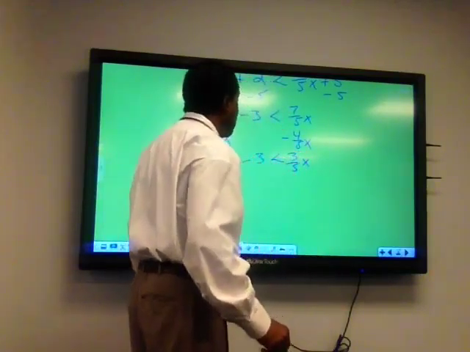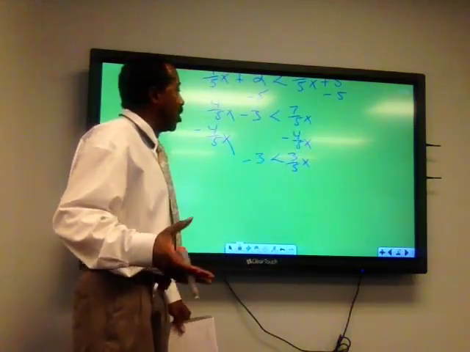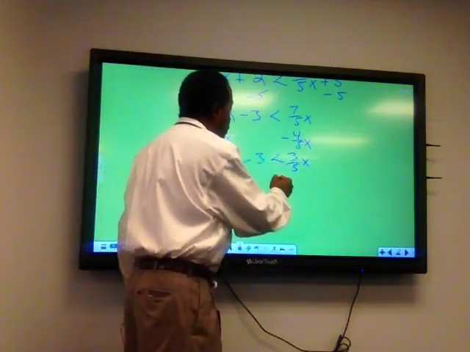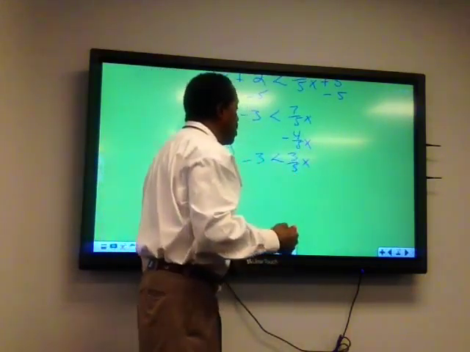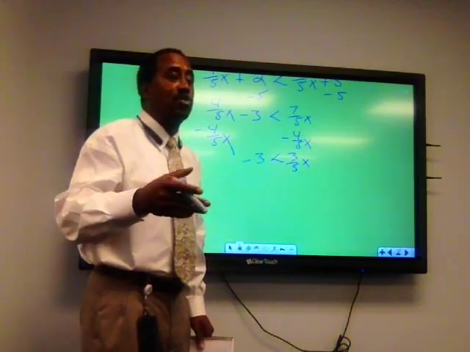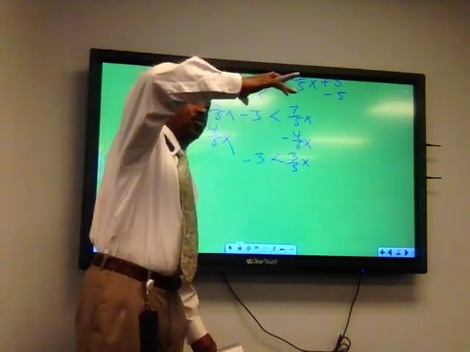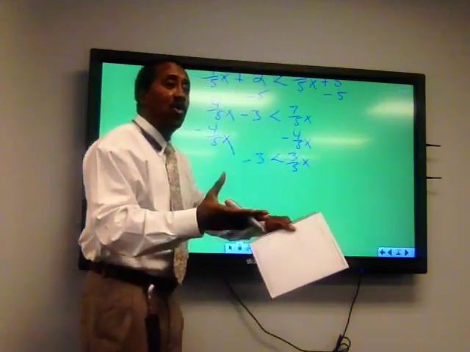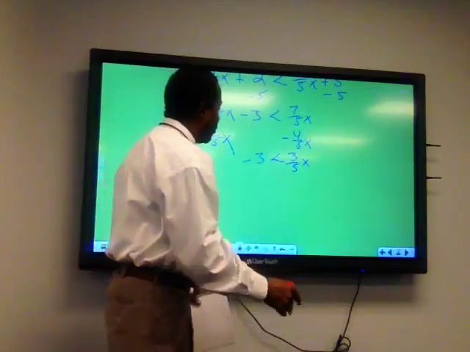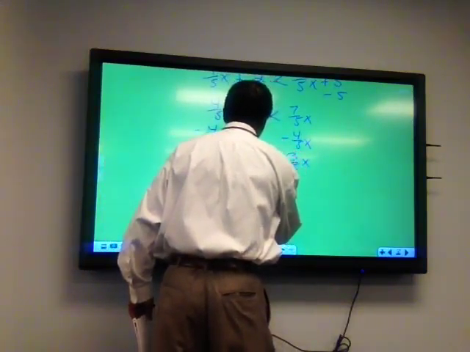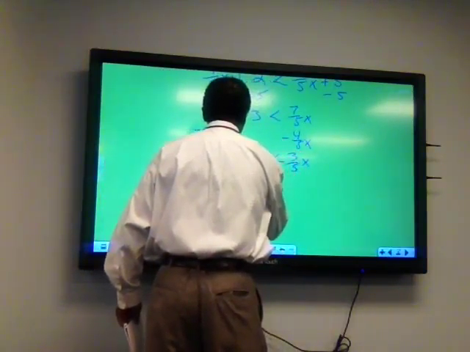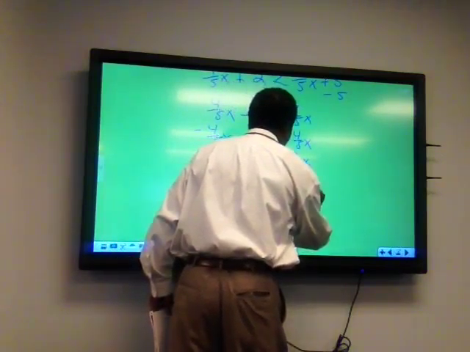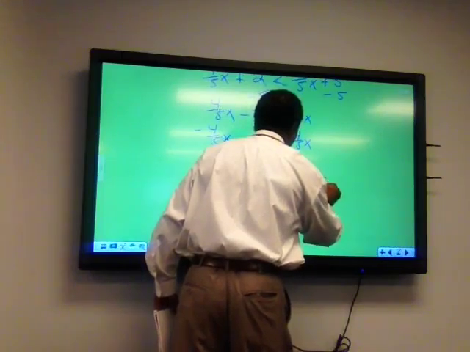3/5x. We need to find out what x is, so the only way we can find the value of x is to divide, since this is multiplication. And when you divide by a fraction, you multiply by the reciprocal. Okay? So we turn 3/5 upside down, now 5/3. So then we have -3 times 5/3 is less than 3/5x times 5/3.